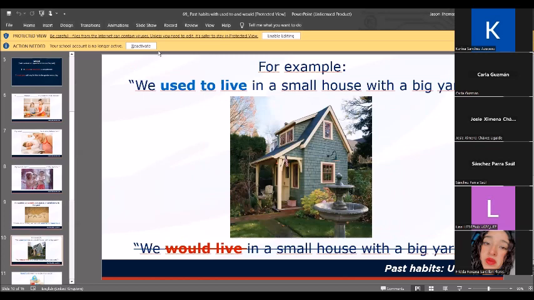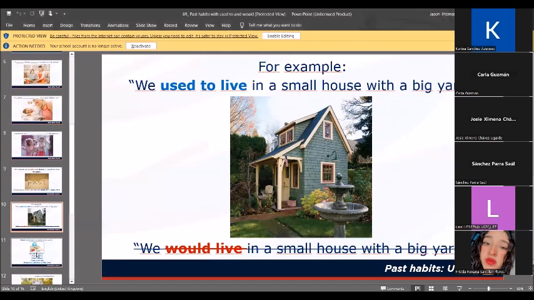Leo? See, for example, we used to live in a small house with a big yard. All right, not we would live. Live. All right, and that is the structure we would use. We wouldn't use would because vivir es un estado, es cómo estás. Y tú vives en un lugar con mucho área para jugar.